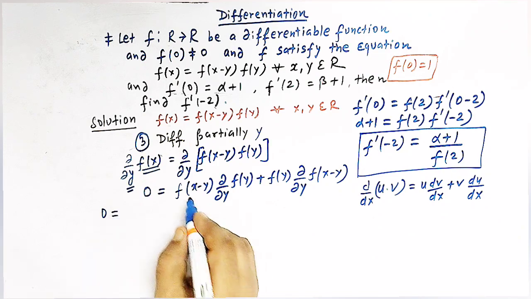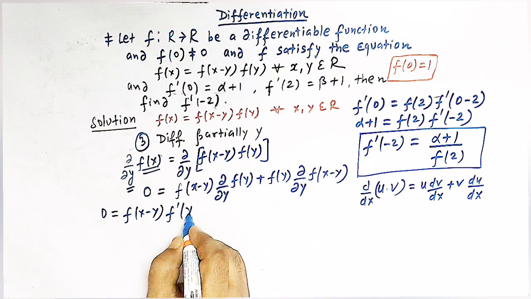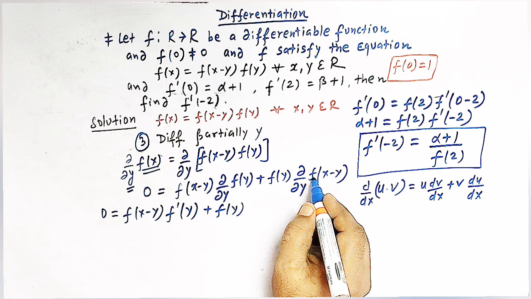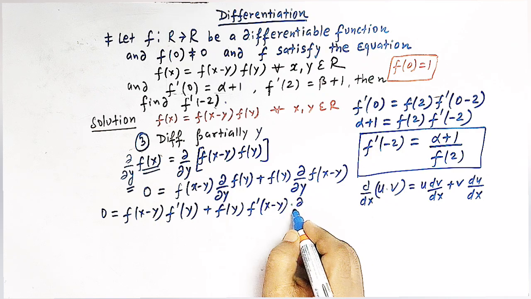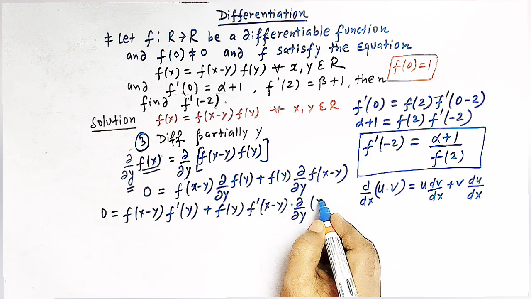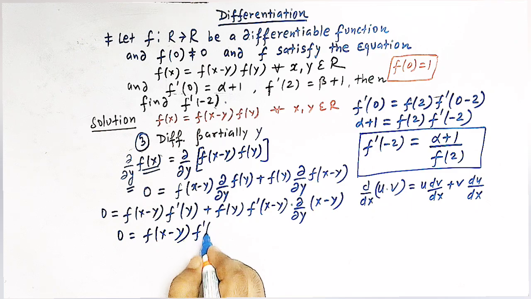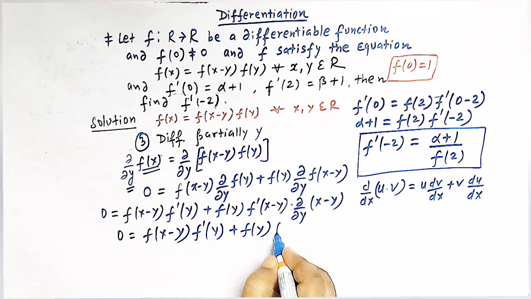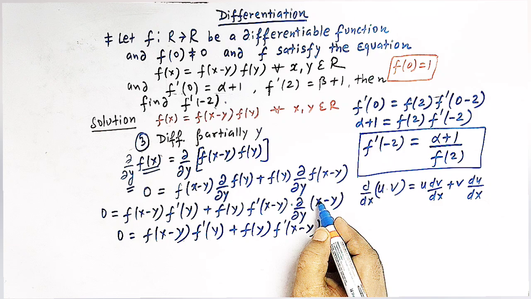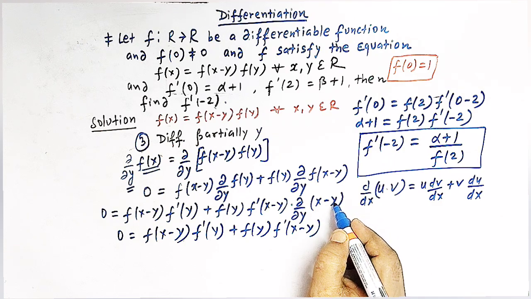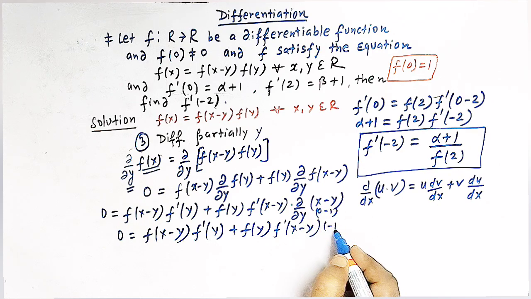So now we have 0 here, f of x minus y, the derivative of f of y with respect to y is f prime of y. Here we have f of y, then the derivative of f is f prime of x minus y, and then by chain rule we have the derivative of x minus y. So we have 0, then we have f of x minus y, f prime of y. Here we have f of y, f prime of x minus y, and here the derivative of x with respect to y is 0, because x is constant, and the derivative of y is 1 with respect to y. So here we have 0 minus 1, so we have simply minus 1.